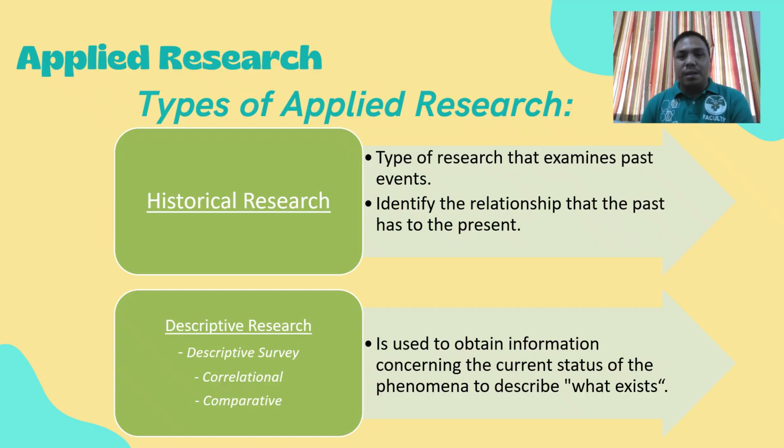Descriptive research, on the other hand, seeks to gather information about the current status of a phenomenon. It describes what exists by observing, recording, and analyzing conditions as they naturally occur, without manipulating any variables. This type of research helps provide an accurate picture of a situation or a group at a given time.